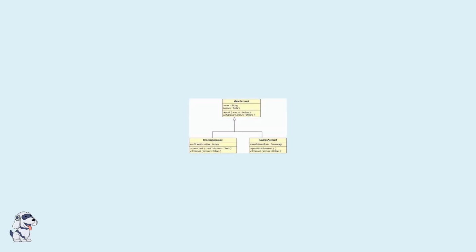Let's look at a more comprehensive example using a banking system. This diagram shows how different account types can inherit from a base bank account class. In this hierarchy, bank account is the superclass containing common properties like owner and balance, plus methods like deposit and withdrawal. Checking account and savings account inherit these features while adding their own specific functionality.